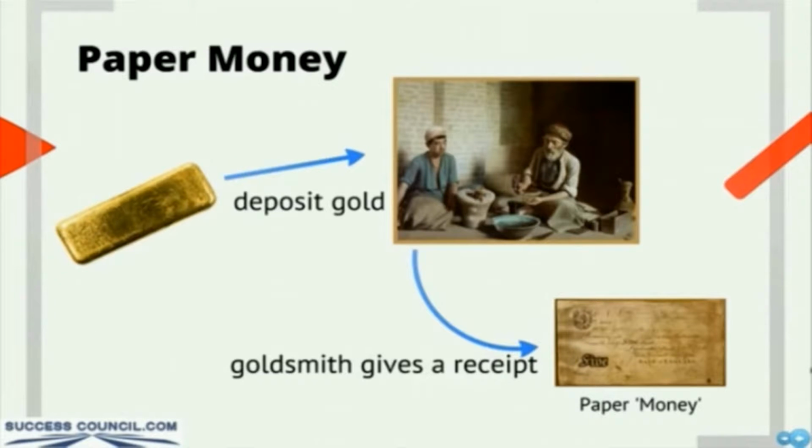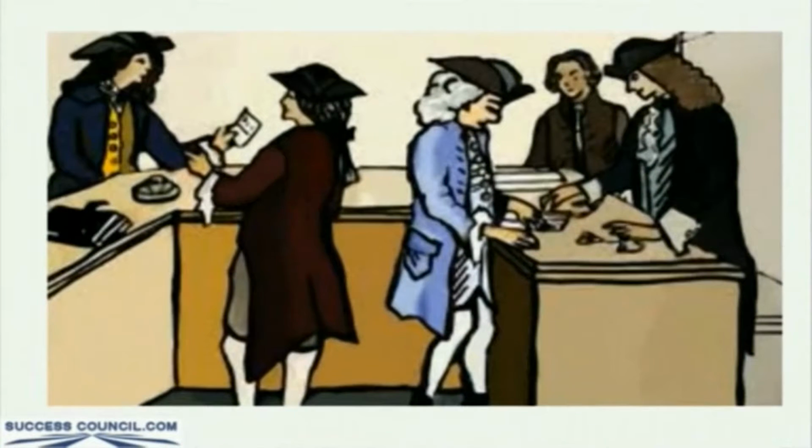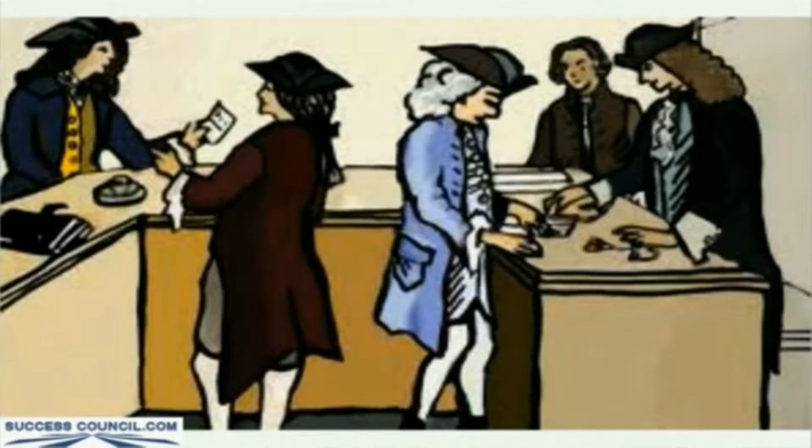It was very popular indeed, but the goldsmiths started to notice something. There was always gold in the vault. Some people came in and deposited gold. Some people came in to withdraw. And the amount of gold in the vault fluctuated each day, but it never went to zero, because never did everyone come in and take their gold out all at once. So one gold banker had an idea.